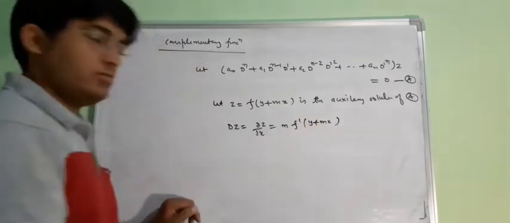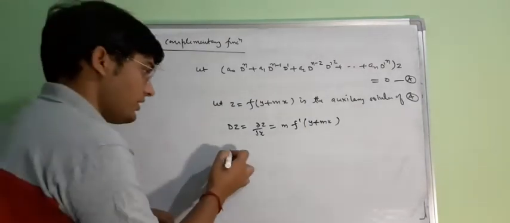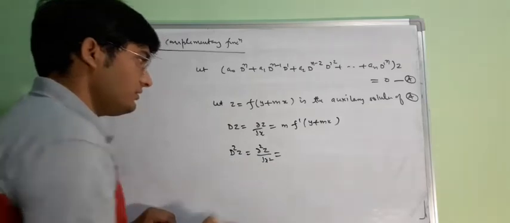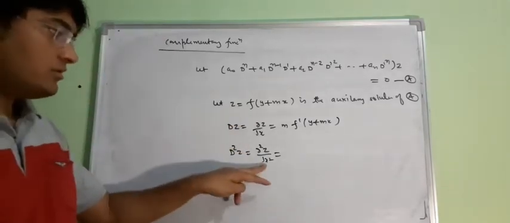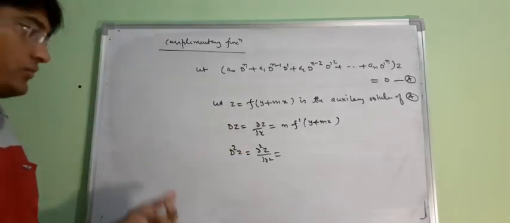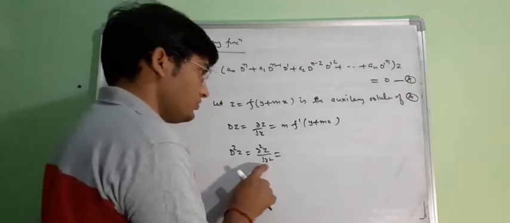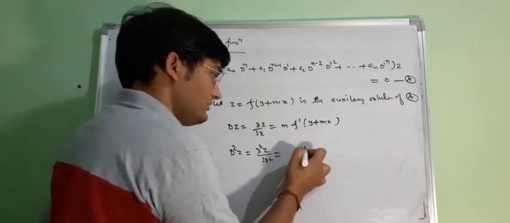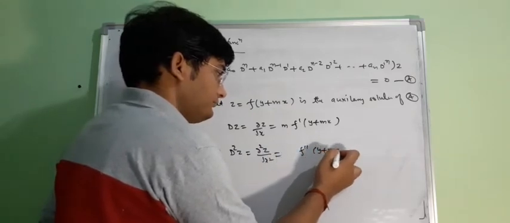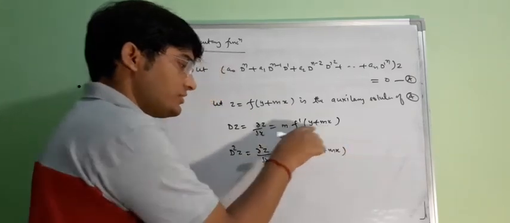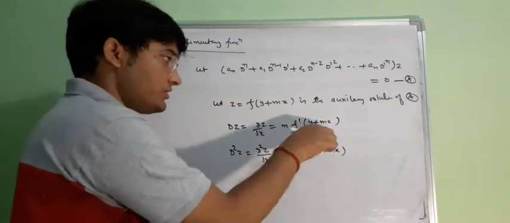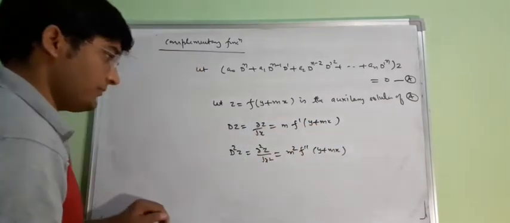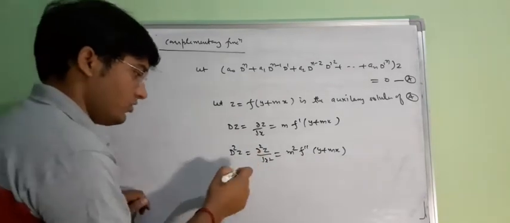So this is your dz. D square z will be del square z upon del x square. That means the differentiation of this z with respect to x, and we have to perform this differentiation 2 times. So the double derivative of this one will be your f double dash, and after one time differentiation we have got m. So after 2 time differentiation we will get m square, and so on.